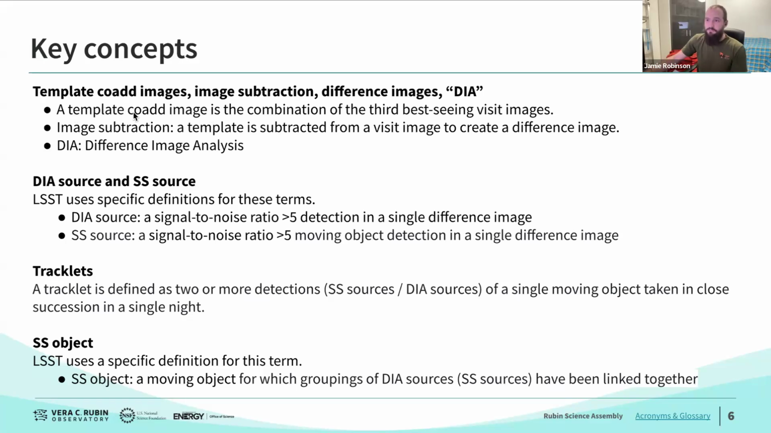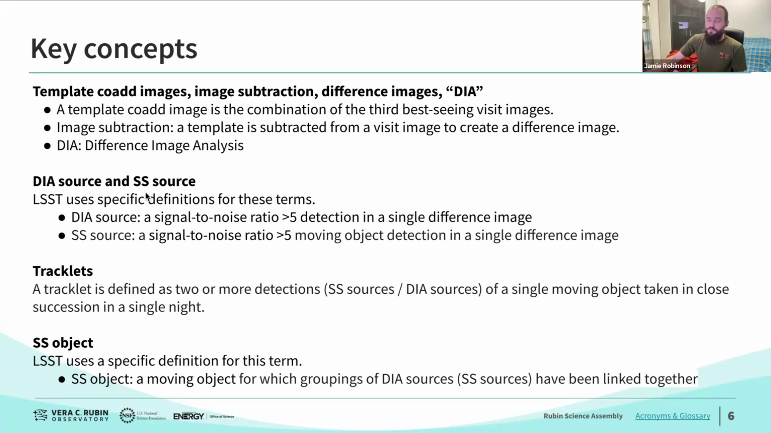So in this case, we're defining a template. A coadd image is the combination of previous good quality visit images that have been co-added and combined to provide a map of the static background sky. So whenever the pipeline runs on a new visit image, the pipeline does this image subtraction. That static sky template is subtracted from the visit image, creating a difference image which only contains sources that weren't in the original static template background. And this process overall is DIA, difference image analysis. That will be used as shorthand throughout.